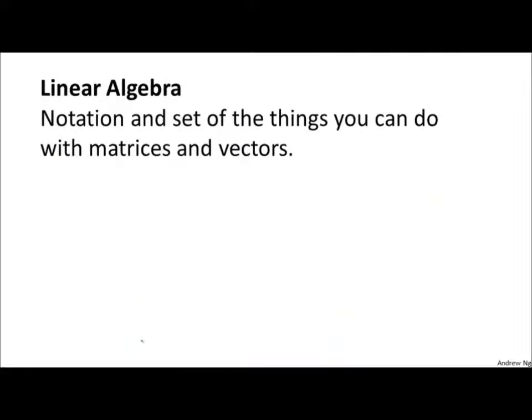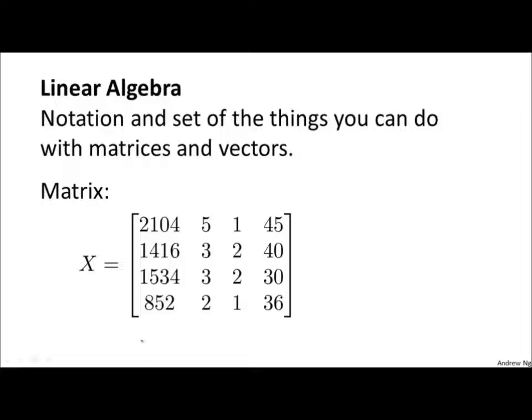Linear algebra gives us a notation and a set of operations that we can do with matrices and vectors. For example, here's a matrix where the first column is the sizes of the 4 houses, the second column is the number of bedrooms, then the number of floors, and that was the age of the home. And so a matrix is this block of numbers that lets me take all of my data, all of my x's, all of my features, and organize them efficiently into one big block of numbers like that.